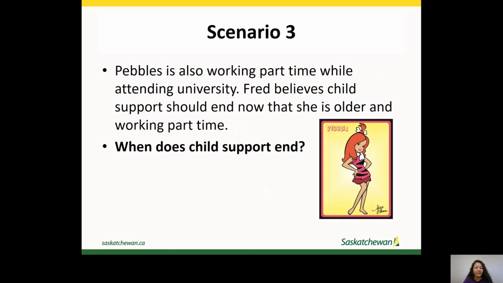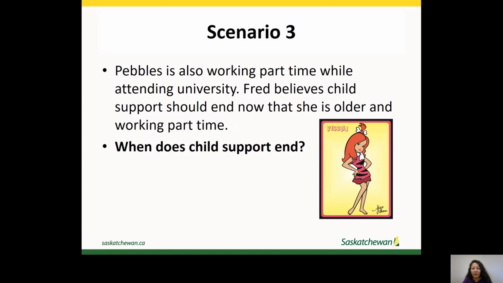Scenario 3. Pebbles is also working part-time while attending university. Fred believes child support should end now that she is older and working part-time. When does child support end? If you already have a child support order or a written agreement, it may indicate when child support will end. For example, your support order or agreement might say that support will stop only when a child reaches a certain age or until the end of their education.